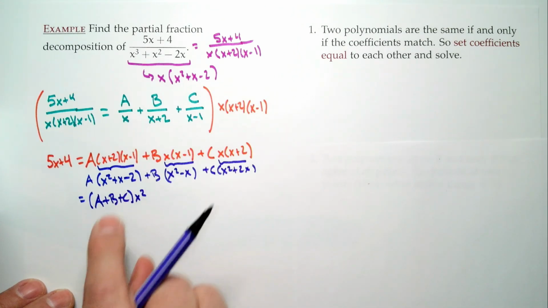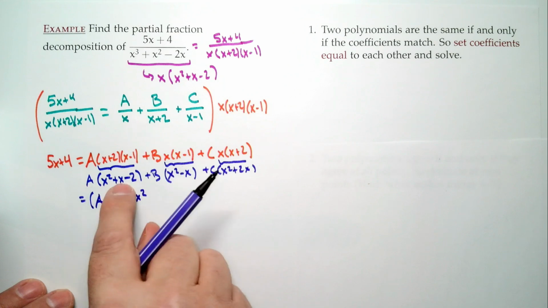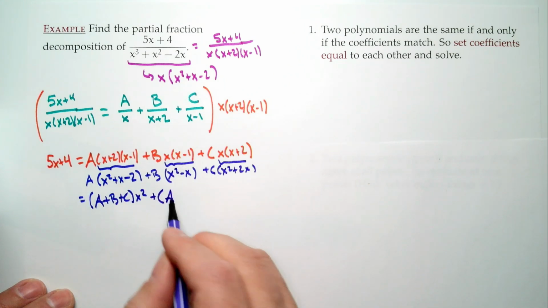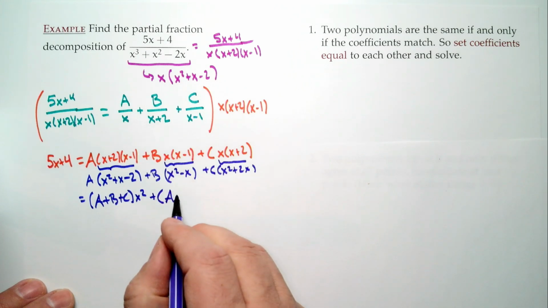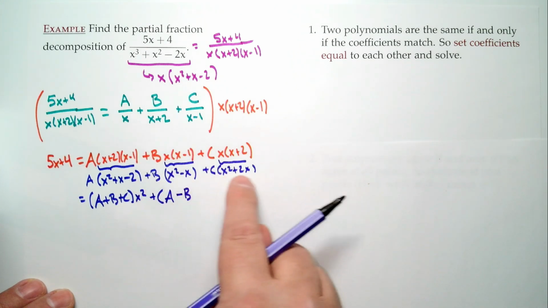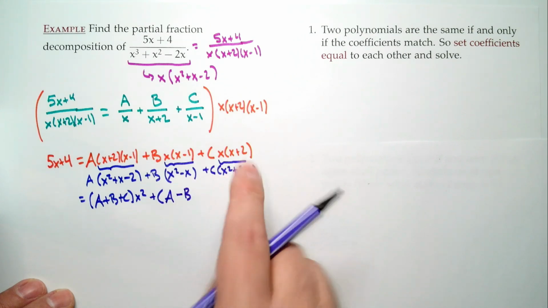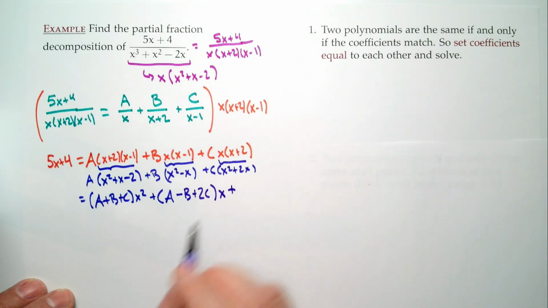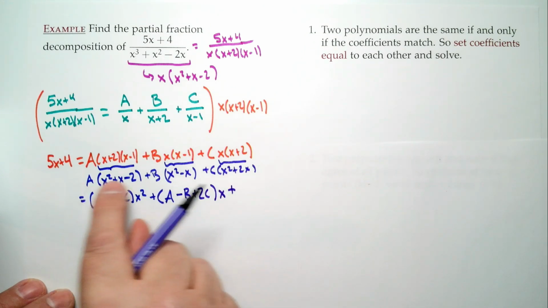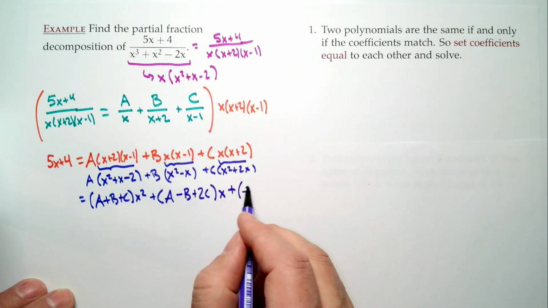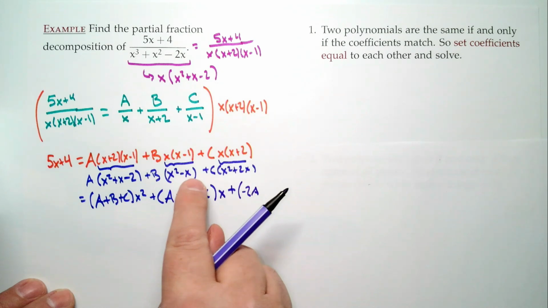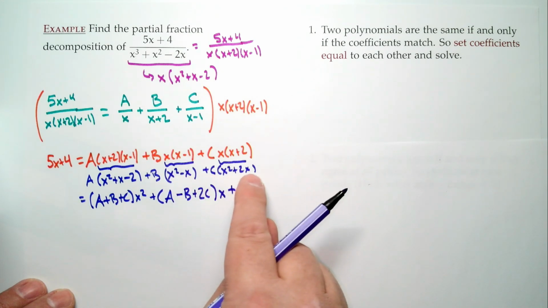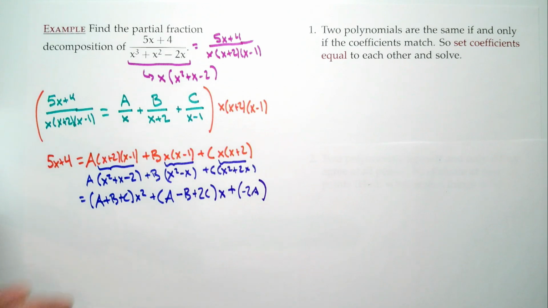What's in front of x? Well, here you get an a times x, so there's an a. Here you get b times minus x, so there'll be a minus b. And here you get c times 2, so that's 2c. And that's my x term. What's the constant term? Well, you get a times minus 2, so that's minus 2a. B times, well, there's nothing, and c, again, nothing, so just minus 2a. So that is the expand-and-group-coefficients step.